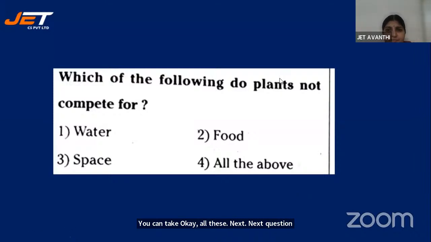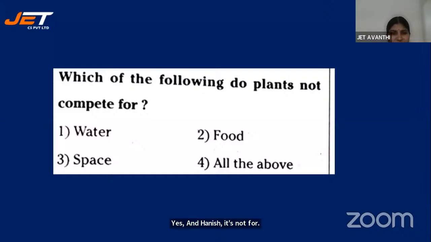Which of the following do plants not compete for? What? Plants will not compete for what, children? They will not compete for what? Yes, answers, children.